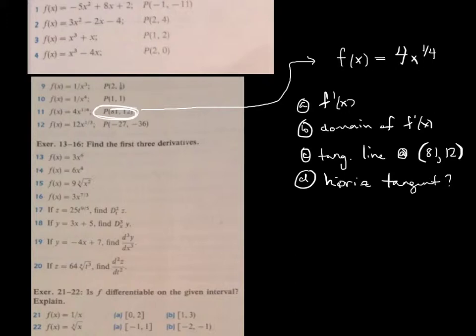Okay, first things first, f prime of x. 1/4 comes down, so you tell me. F prime of x. Yeah, so that's gonna be just 1, right, because 1/4 times 4 is 1. And then it'll be, sorry, x to the negative 3/4. Or just 1 over x to the 3/4.